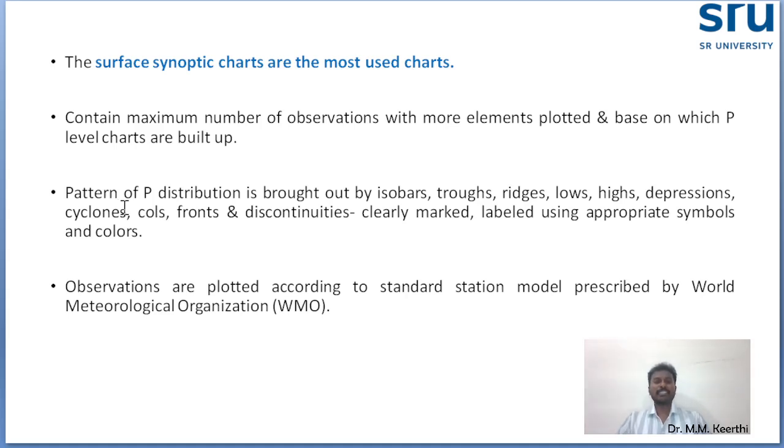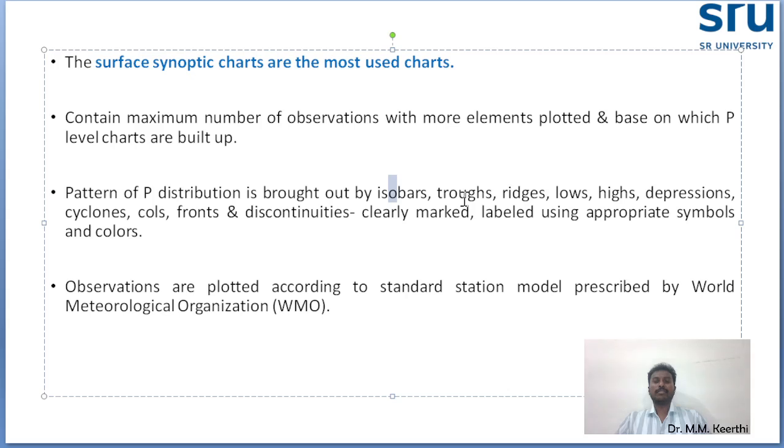Here, the contents include the maximum number of observations with more elements plotted based on different characteristics. What indications will be there? Isobars, closed ridges, lows, highs, depressions, cyclones, fronts, and discontinuities. All this will be clearly marked with different weather codes, symbols and colors. These observations are plotted according to the standard station model prescribed by the World Meteorological Organization.